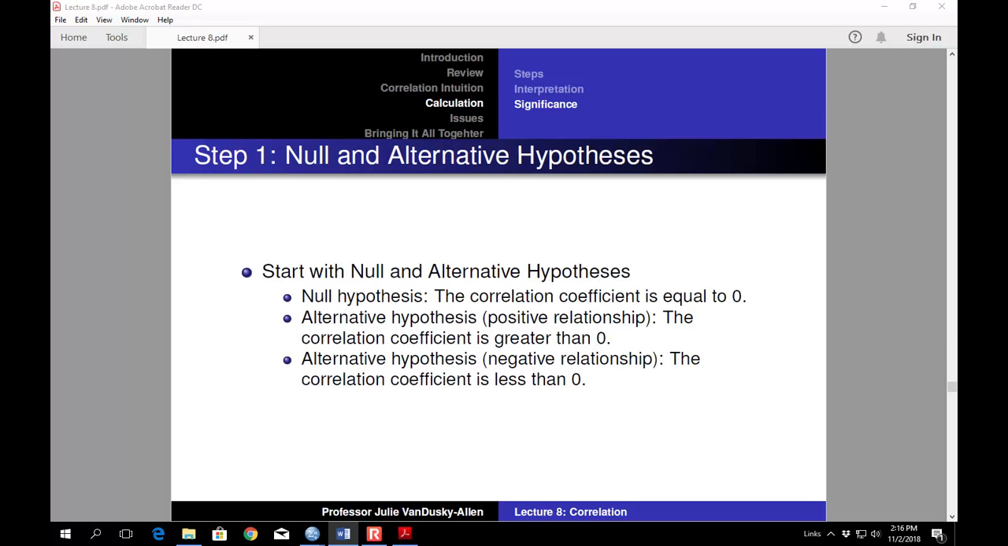Step 1 is writing the null and alternative hypotheses. The null hypothesis is the correlation coefficient is equal to 0. The alternative hypothesis is either the correlation coefficient is greater than 0 if you expect a positive relationship between your two variables, or the correlation coefficient is less than 0 if you expect a negative relationship between your two variables. Remember that a positive relationship implies that as the independent variable increases, the dependent variable increases, and a negative relationship implies as the independent variable increases, the dependent variable decreases.